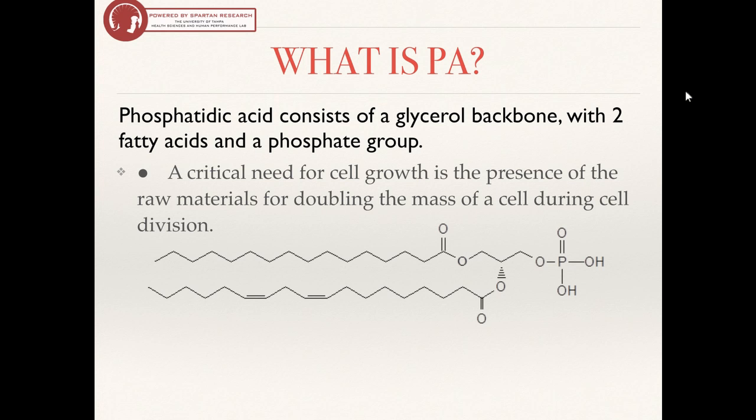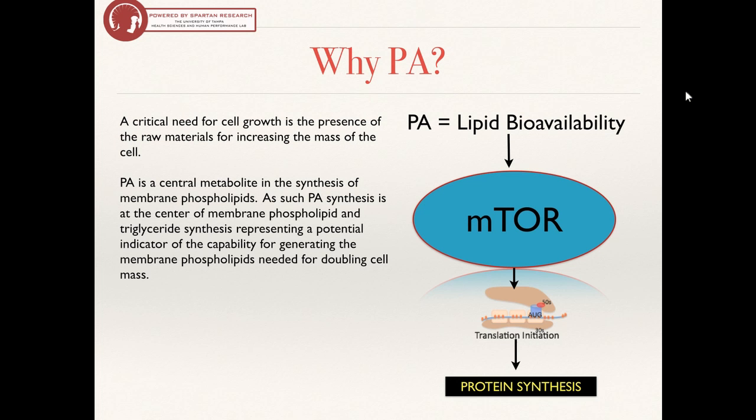So what is phosphatidic acid? It's a very simple phospholipid. It consists of a glycerol backbone with 2 fatty acids and a phosphate group. And basically, we always think of amino acids as building blocks, but also think about a cell has a cell membrane, and has a phospholipid bilayer. So a critical need for cell growth is the presence of raw materials for increasing the mass of the cell. Basically, phosphatidic acid serves as a signal for lipid bioavailability. And that's what we're seeing here. The phosphatidic acid says, hey, we got plenty of lipid to grow, let's turn on protein synthesis.